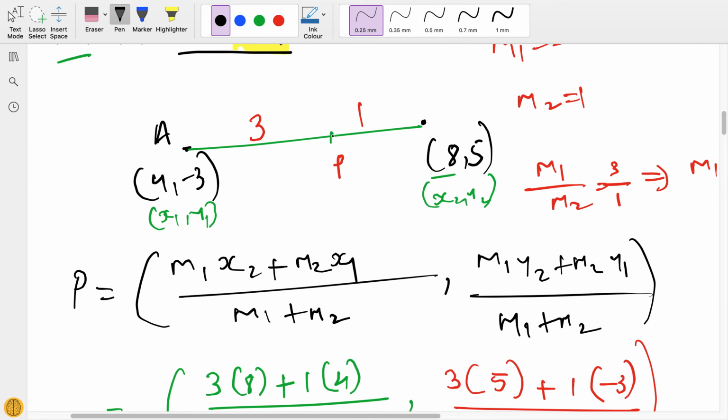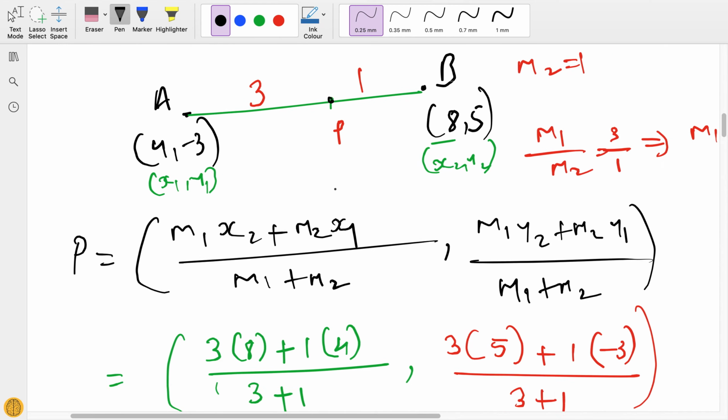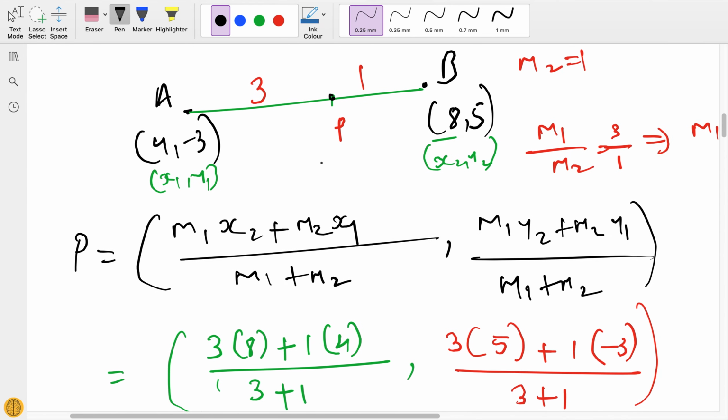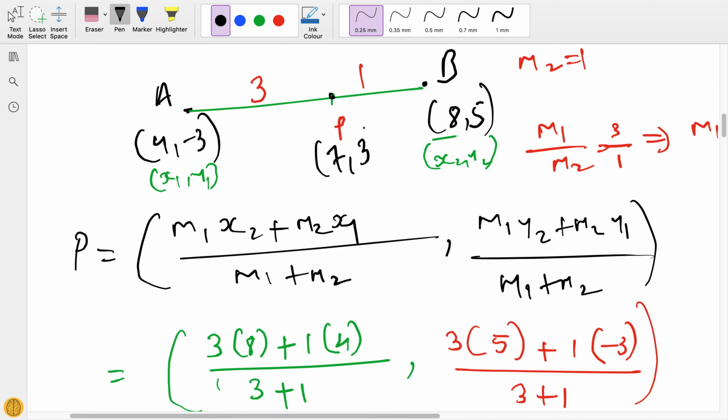This is the coordinate for the point P, which divides the line joining points A and B in the ratio 3 is to 1. What are the coordinates? The coordinate is 7 comma 3. So this is our answer.